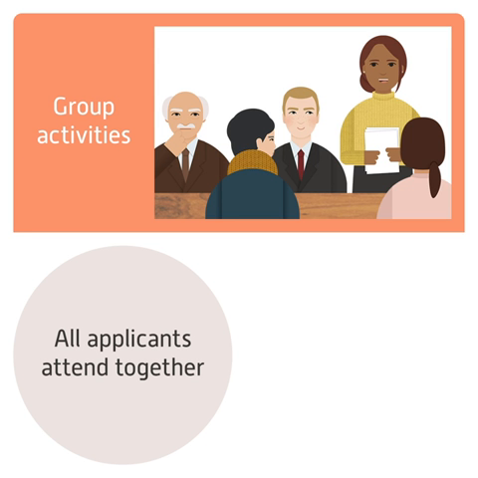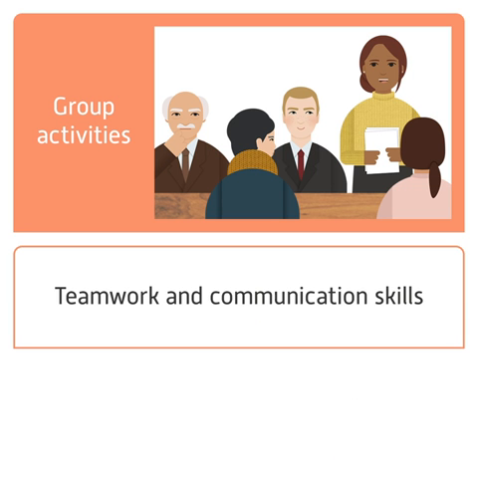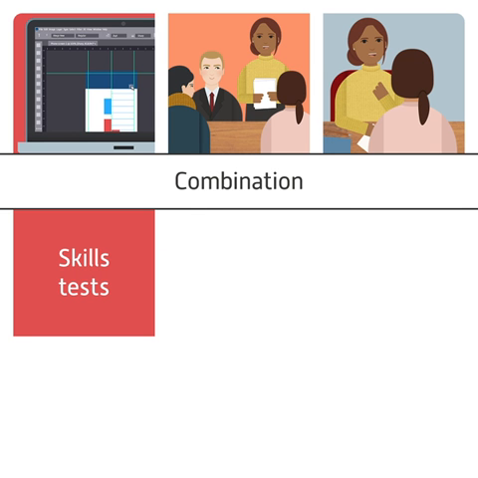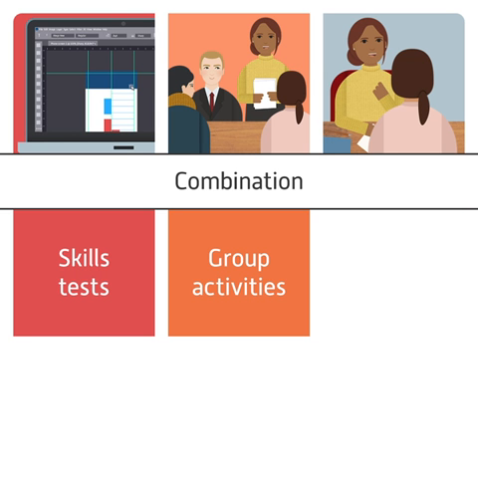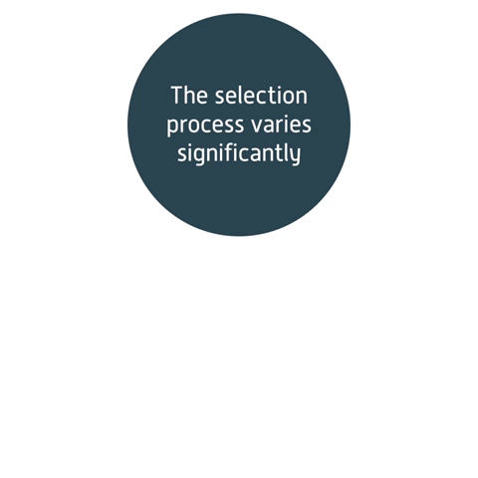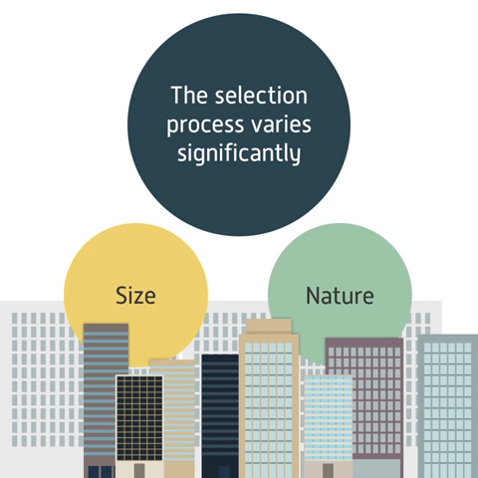Some employers use group activities as part of the selection process. This means that all applicants attend together and are given a group task to complete. This can be a useful way of assessing candidates' teamwork and communication skills and comparing candidates directly. Employers might use a combination of skills tests, group activities, and individual interviews to gain a more comprehensive picture of each applicant.